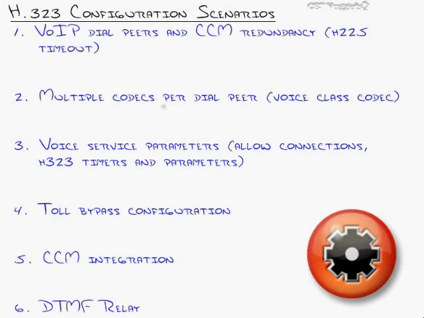Then we'll look at using multiple codecs per dial peer, tuning voice service parameters, and allowing voice over IP to voice over IP style connections. We'll do a toll bypass configuration. A lot of people call it TEHO, tail end hop off, where you route calls over the WAN to use somebody else's PSTN connection for free long distance. And then we'll look at call manager integration, tying it in with call manager, and finally DTMF relay.